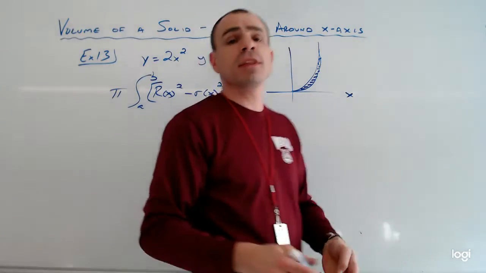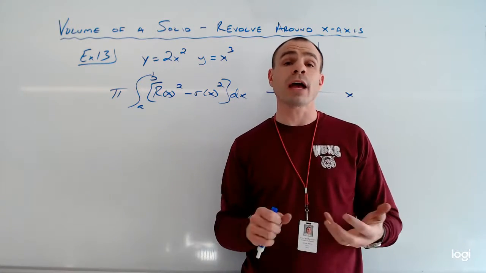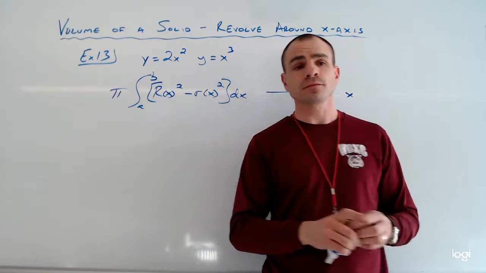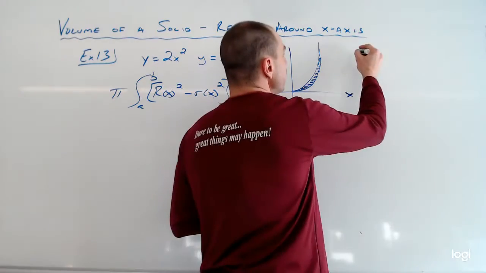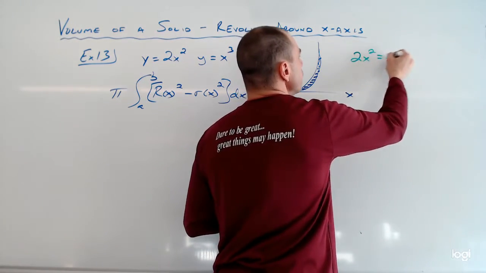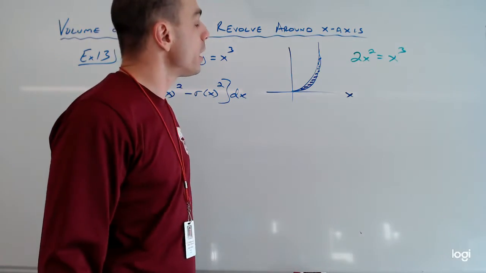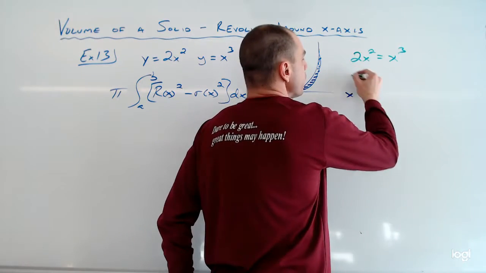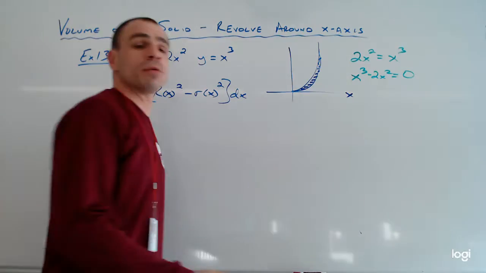Well, we have to do the same thing that we did back with the area between two curves. In order to find our bounds, we need to set the two functions equal to each other. I'll change colors real quick. We'll shoot over here on the side. We need 2x squared to be equal to x cubed. And it's ideal to have this equal to 0, so if we subtract 2x squared from both sides, we'll have that difference equal to 0.